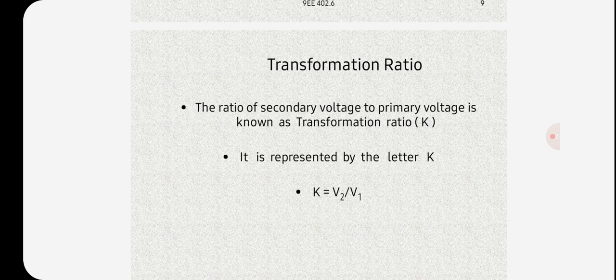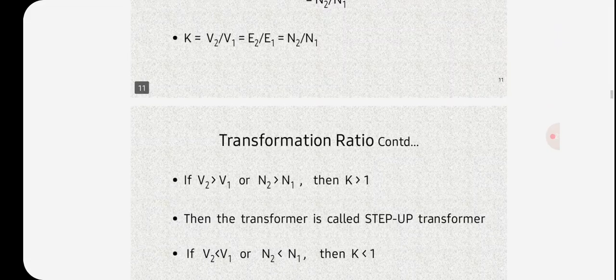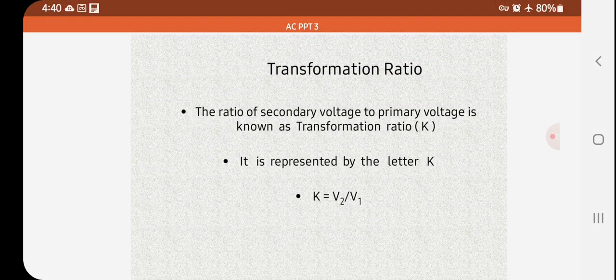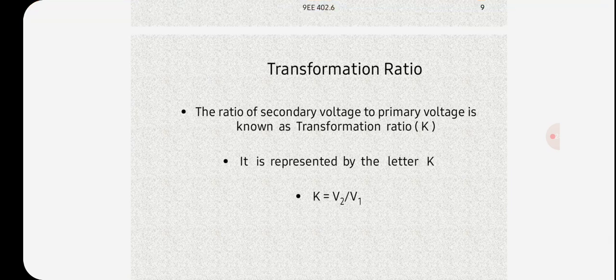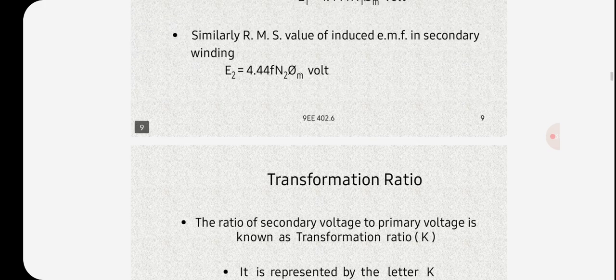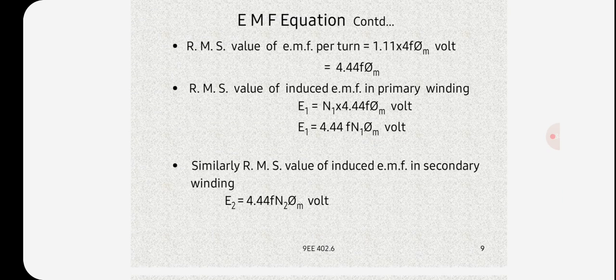Next we go for turns ratio. If N1 and N2 are the number of turns in primary and secondary of a transformer, then the RMS values of EMF induced in primary and secondary windings are: E1 is equal to 4.44 f N1 phi m volts, and the RMS value of EMF induced in secondary winding E2 is equal to 4.44 f N2 phi m volts.